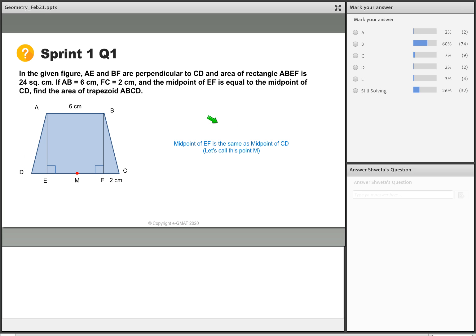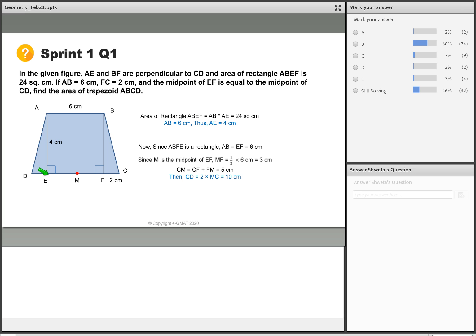Now I'll start the solution here piece by piece. First of all, there's something about the midpoint that we know. Midpoint of EF is equal to midpoint of CD. So both of them here, this EF and this CD, have the same midpoint. Let's call this point M here. Now, what else can I do? I know the area of the rectangle, which is 24. Now, area of rectangle is length times width. So if the area is 24, and I already know this 6 here, then that means AE has to be 4. Otherwise, you cannot get the product as 24.